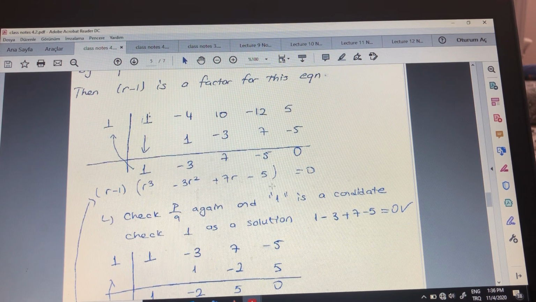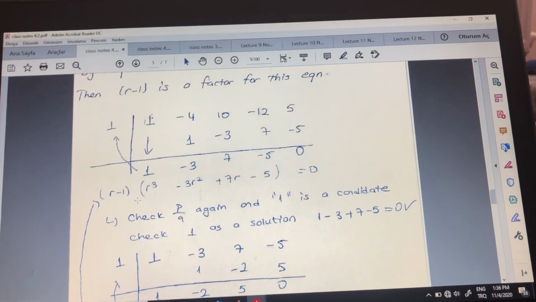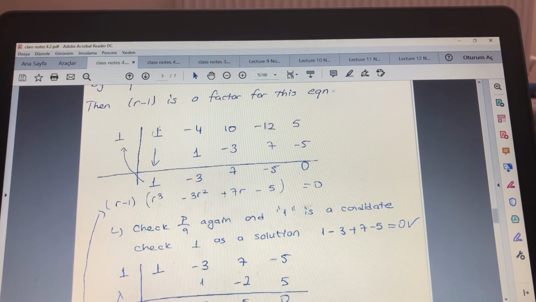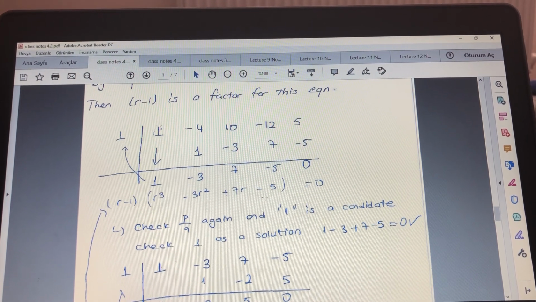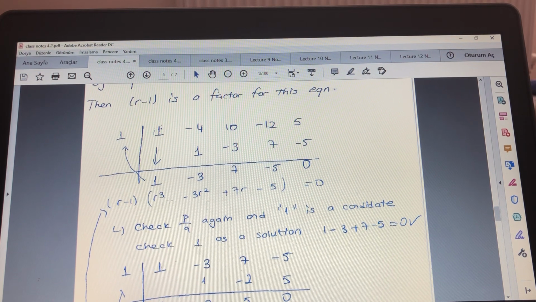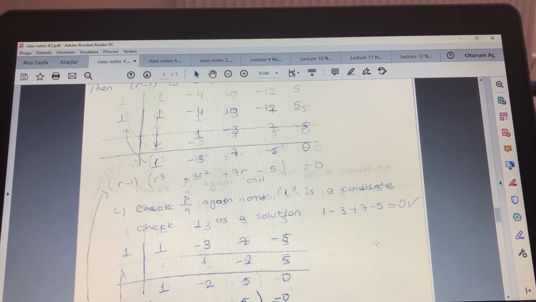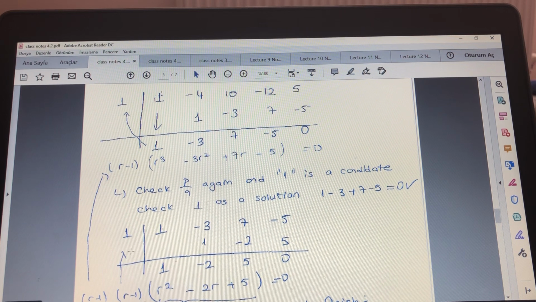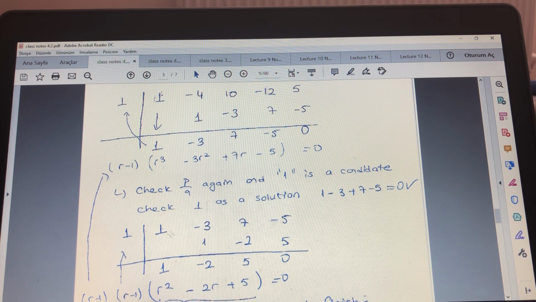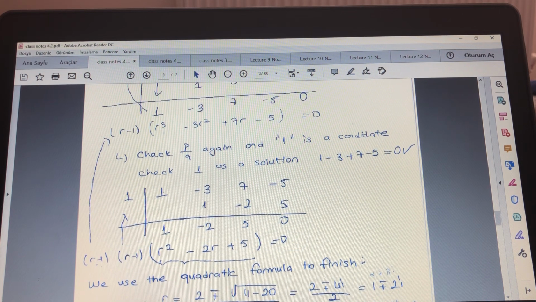Okay? And in that one, you can check p over q again. And again, all possible roots are plus or minus 1 or plus or minus 5. So let's check 1 again for this part, r cubed. It will be 1 minus 3 plus 7 minus 5. And this is 0. Yes, r minus 1 is coming twice as a root, it seems. So I have r minus 1. And what are the coefficients of this third order polynomial? 1, negative 3, 7, negative 5. I put them in there. And I move 1 down.